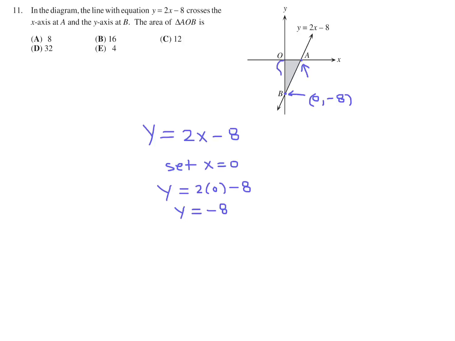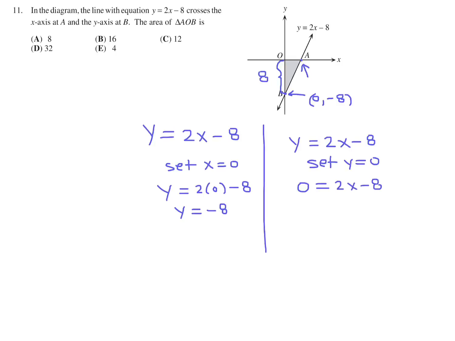So that means that this distance is 8. We can't have a negative distance, right? So the distance has to be positive. Now let's figure out the other point that crosses the x-axis, and that would be the x-intercept. How do you get the x-intercept? Well, you set y to 0. So setting y to 0, we have 0 is equal to 2x minus 8. That means 8 is equal to 2x, and therefore x is equal to 8 over 2, which is 4. So this point is (4, 0), and that means that this distance is 4.